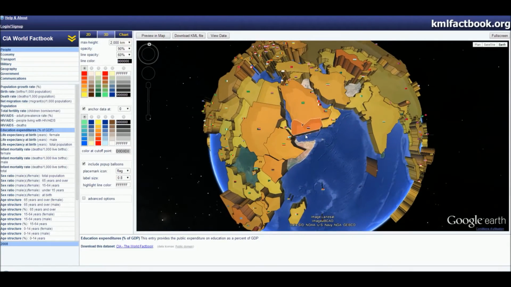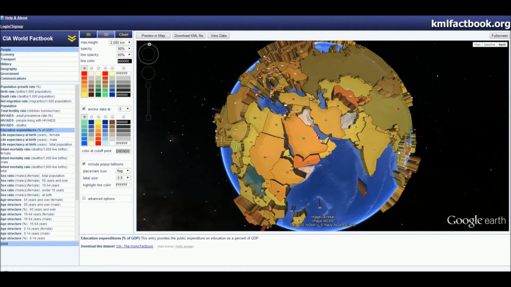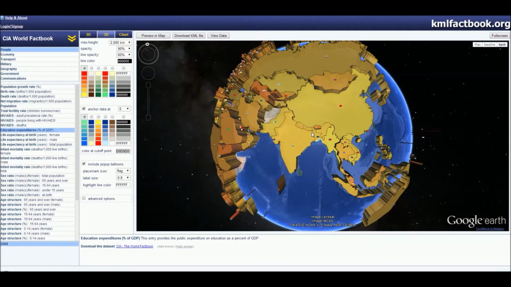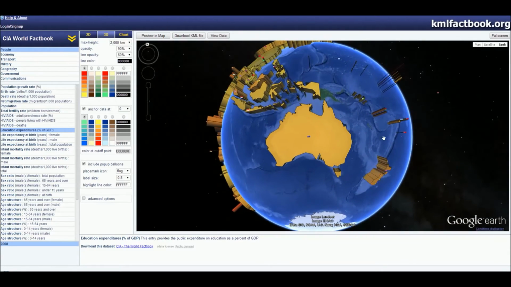So again, here the Arab countries, well, apart from Yemen, they don't seem to put much money into it. Southeast Asia, not very, very good. Australia, of course, they seem to put a lot of money.